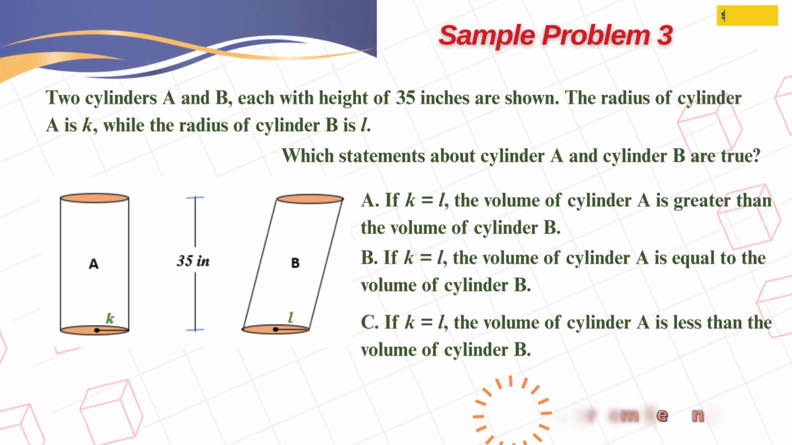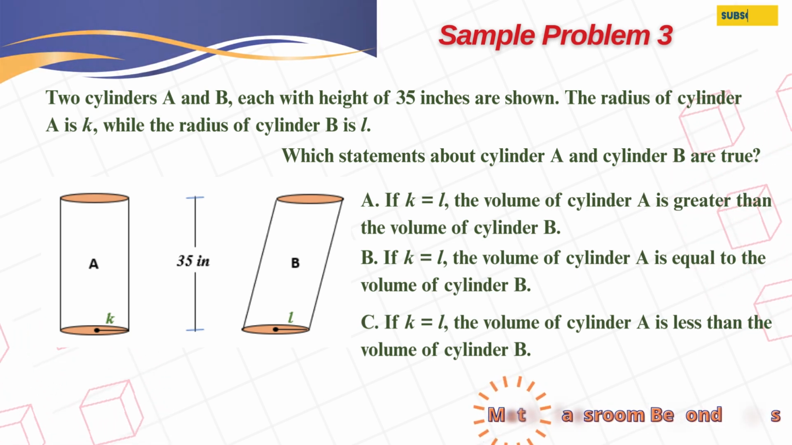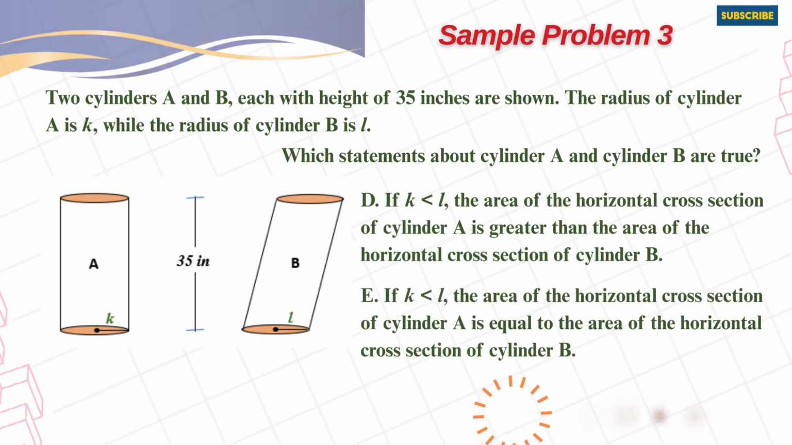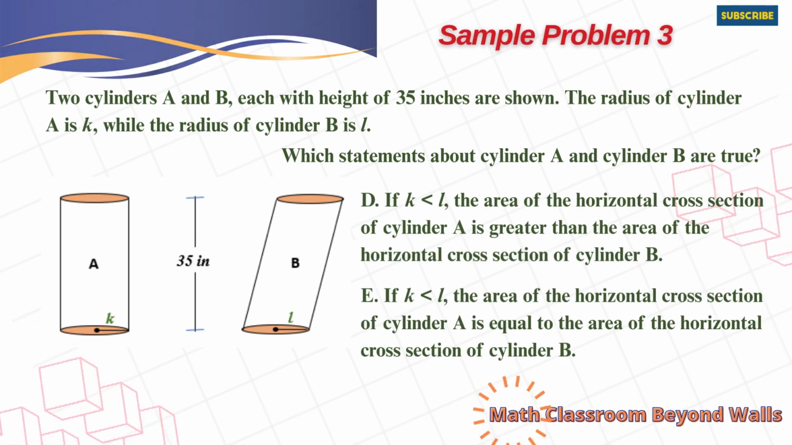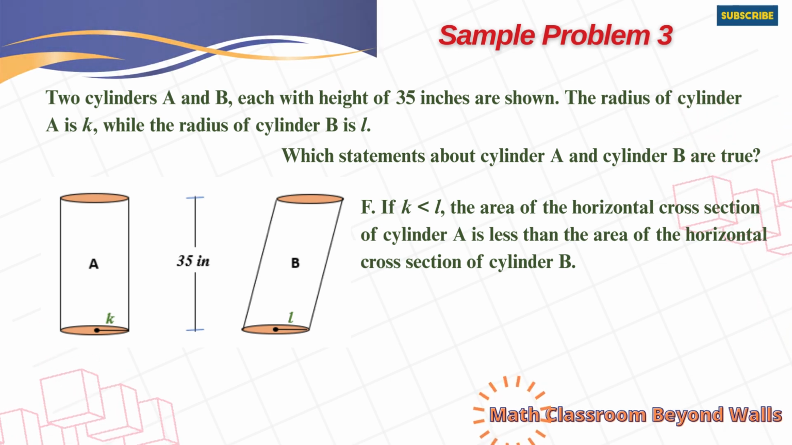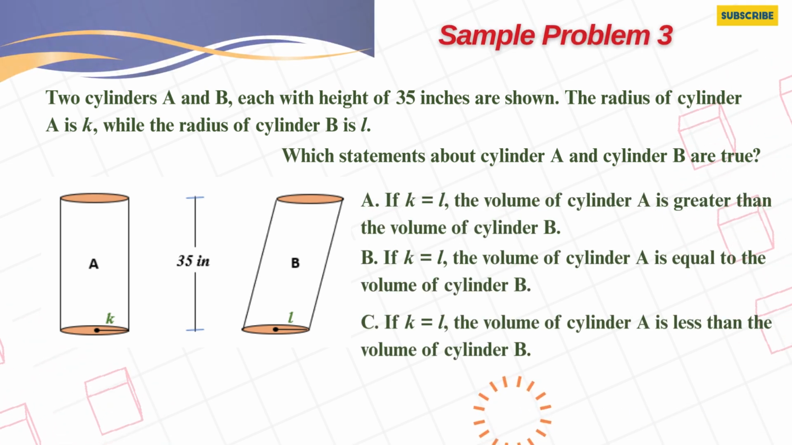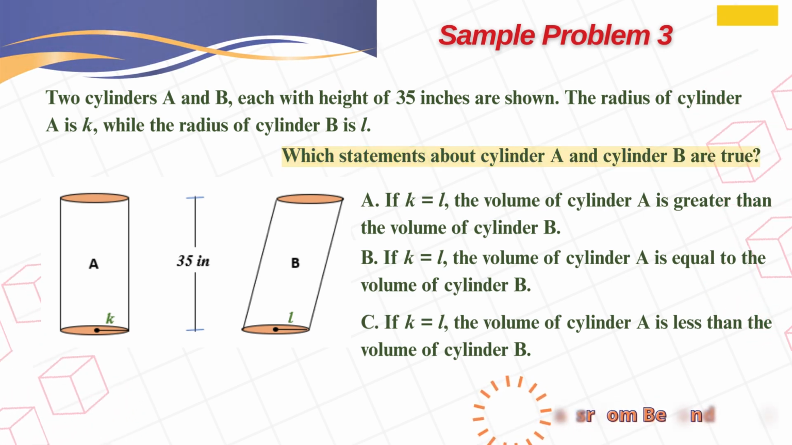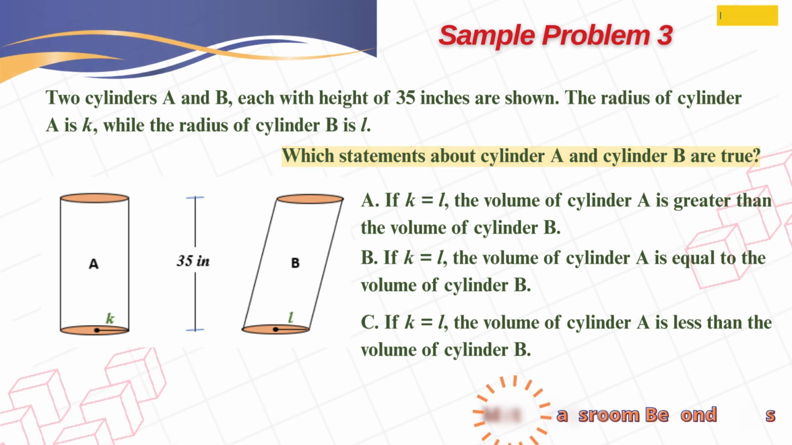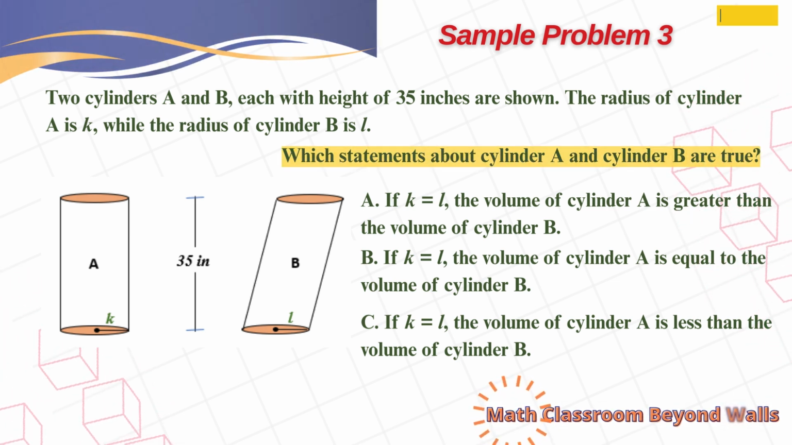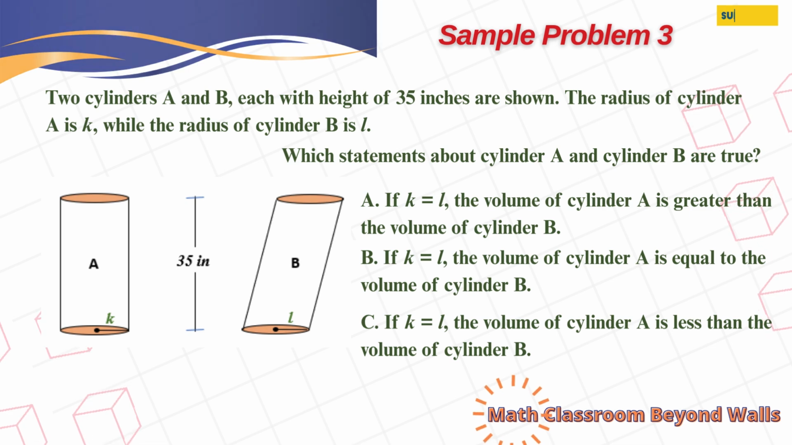As usual, we begin by reading the whole problem and may read it several times when needed to know what we're looking for, to determine what are given, and to figure out how the given information help find what we're looking for. What is asked in the problem, learners? You're correct. We're asked to determine which statement about the volume and the cross-section of cylinder A and cylinder B are true given the diagram.